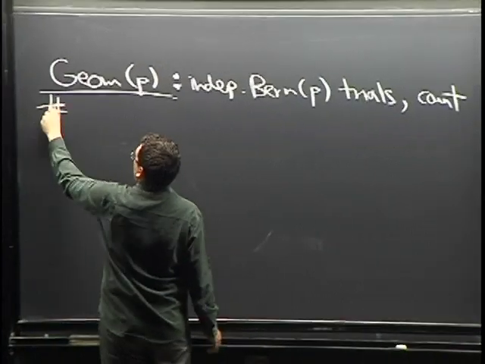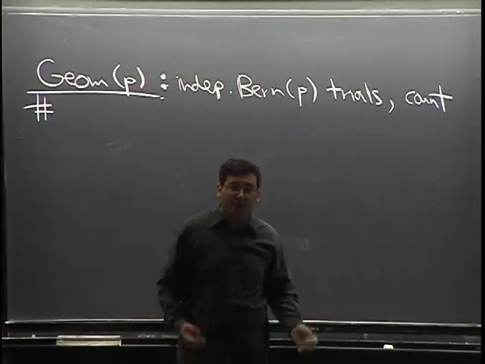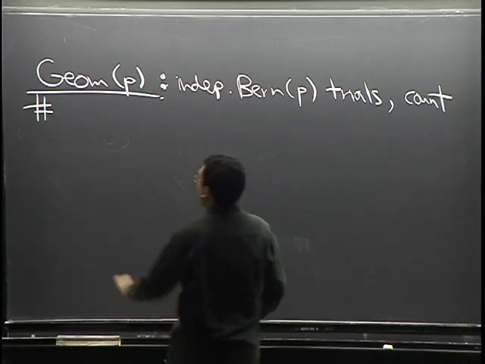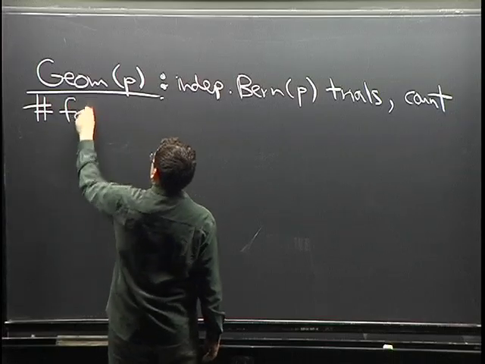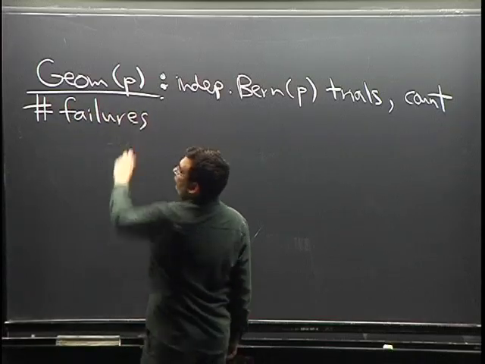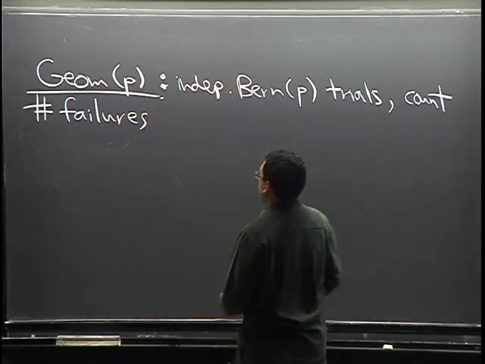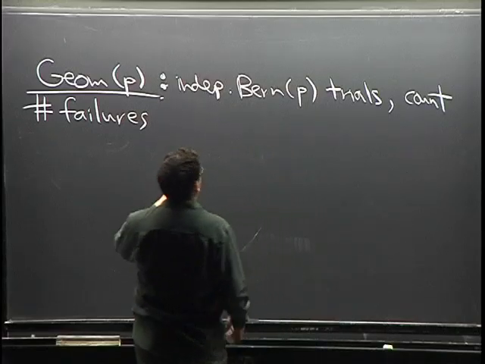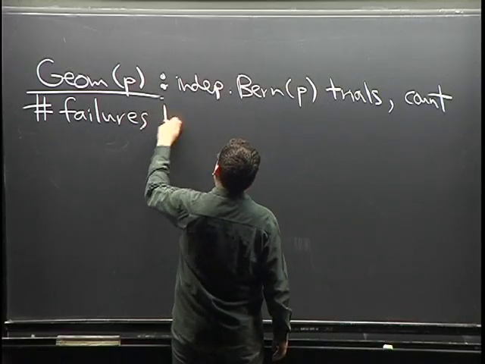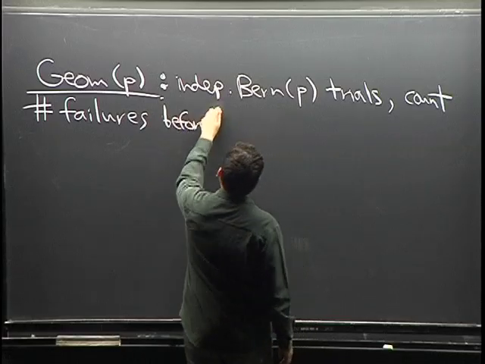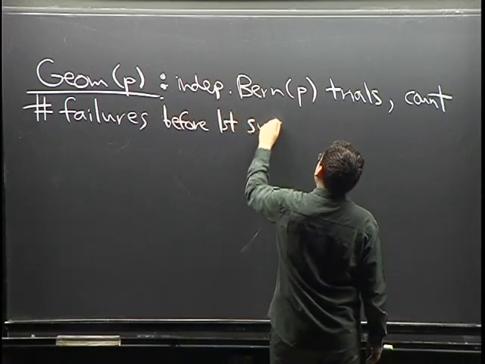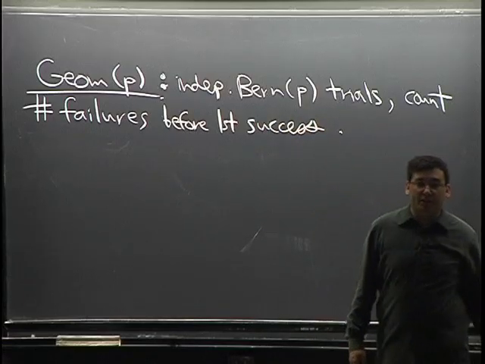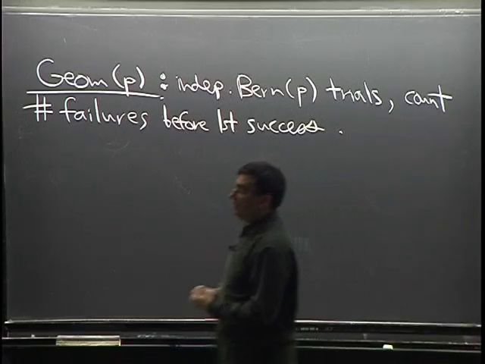And you have to be a little bit careful with this because some books count the success as part of it and some exclude the success. And I slightly prefer the convention to just count failures before the success and don't include that success. But you just have to be consistent and careful because depending on where you look, you'll see different conventions. Number of failures before the first success. Okay, so let's write down the PMF. And then let's find the expected value.